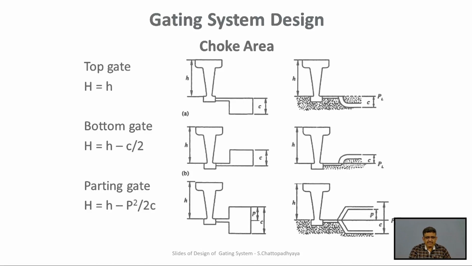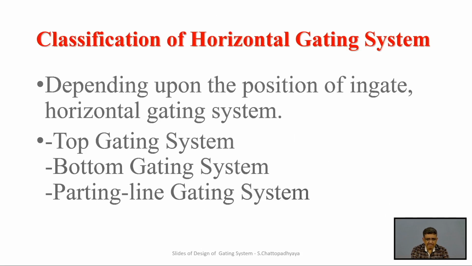So the classification of horizontal gating system is top gating system, bottom gating system and parting line gating system, and that can be seen here. The left one is the top gating system, where molten metal enters from the top of the mold cavity. In the bottom gating system, the molten metal enters from the bottom part. And for the parting line gating, the molten metal enters into the mold along the parting line. So these are the three differences. They have their pros and cons, and it is definitely geometry specific where you have to put the top, bottom or parting line type of gating system.